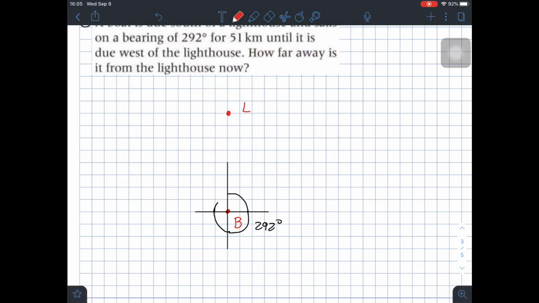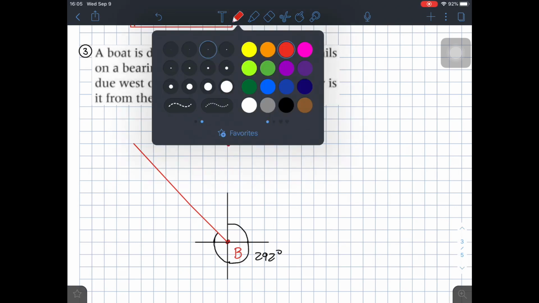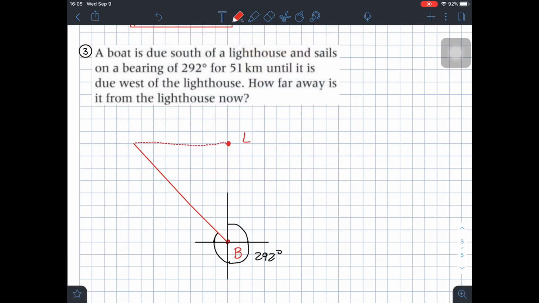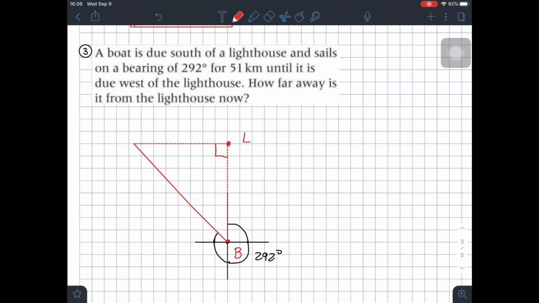But we're only interested in this final position, which is this one over here, right? So this is where the boat is traveling, and I'm going to extend this until it is west, maybe somewhere like there, right? Because it says until it is due west of the lighthouse. You see that where I stopped is exactly due west of the lighthouse. So we're getting a right triangle right here, which is the one that is going to be useful to solve this problem, and this is the direction where the boat is heading.